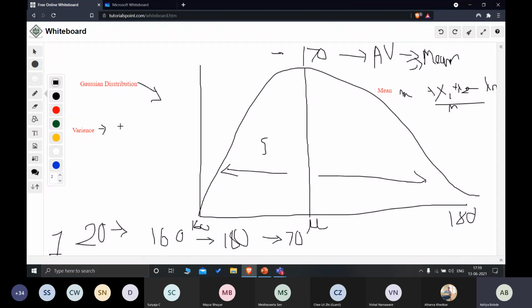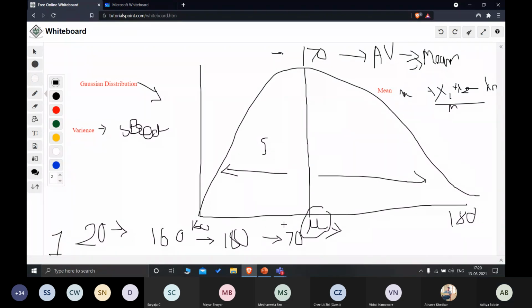If anyone asks you what variance signifies, you just tell them variance tells the spread of the data, how much my data is spread from the mean value. And what does mean mean? Mean is the average of the data points.